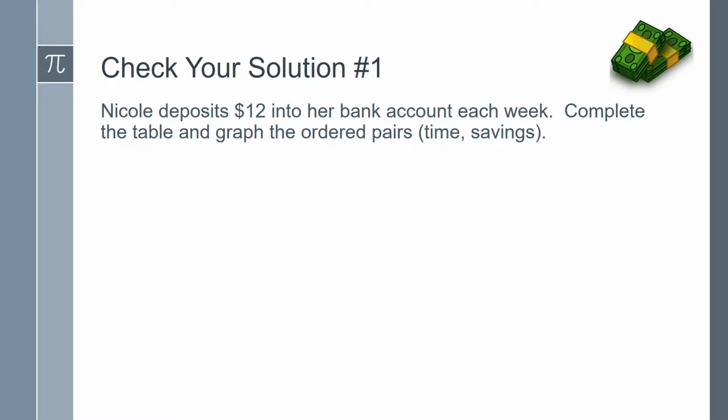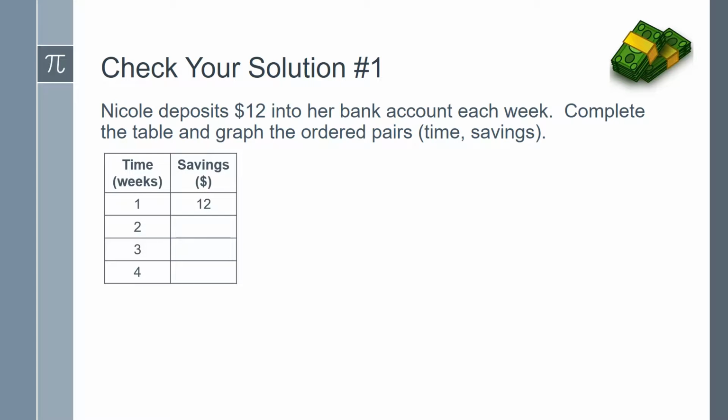The first thing that we need to do is to finish filling in the table. We have time in weeks on the left-hand column and savings in dollars on the right-hand column. If Nicole deposits $12 after 1 week, she will have deposited $24 after 2 weeks, $36 after 3 weeks, and $48 after 4 weeks. Now we can finish setting up the graph.